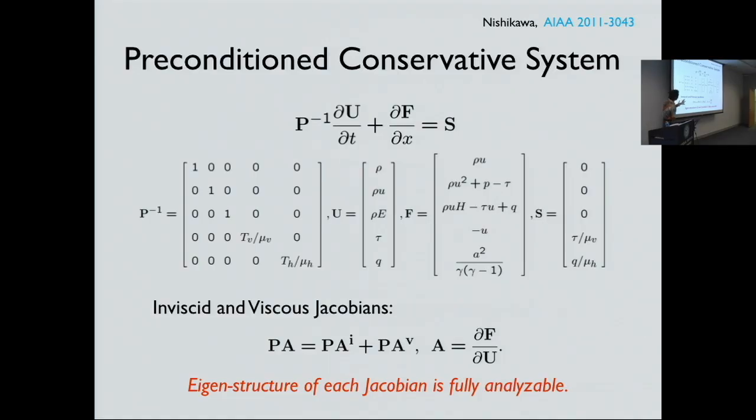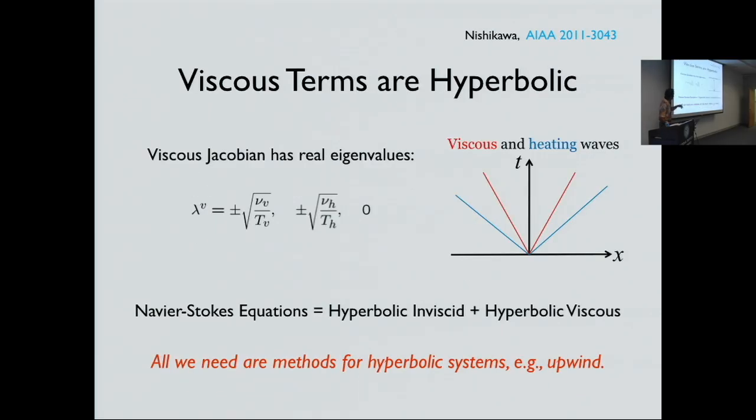And to construct a numerical scheme, we need the eigenstructure of this whole system, which is still difficult. I still cannot find the eigenvalues for the whole system. But if we split up the Jacobian, this is a preconditioned Jacobian, we can split this into the inviscid part and the viscous part. And the inviscid part is just the Euler equation, so we know everything. And the viscous part can be analyzed. I can get eigenvalues, eigenvectors, everything. And then I found this viscous term, the hyperbolic system, is really hyperbolic.